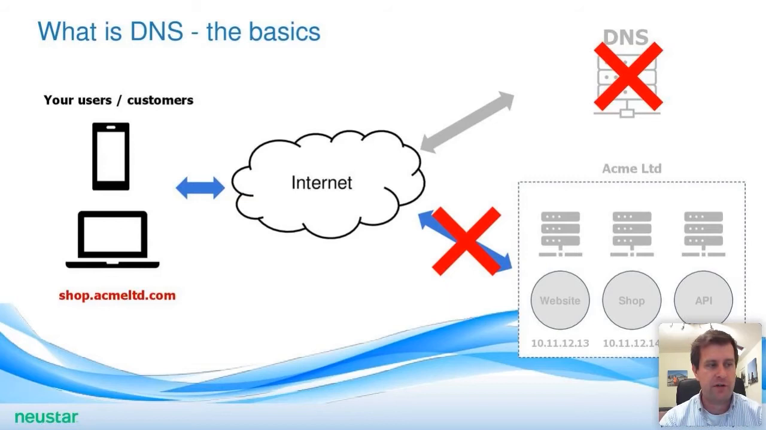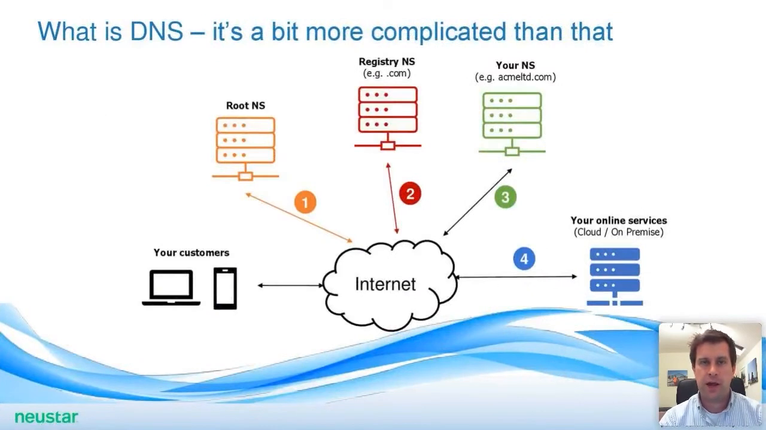Now, as I said, this is a very high level and basic overview of how the DNS works. It's a little bit more complicated than that. What typically happens when you're trying to connect to a website is that you go through a number of different lookups. Your users, when they try to connect to a website, have to find everything from the very beginning. So the very first request, seen here in orange, is you have to go and ask the root of the internet, the root name servers.